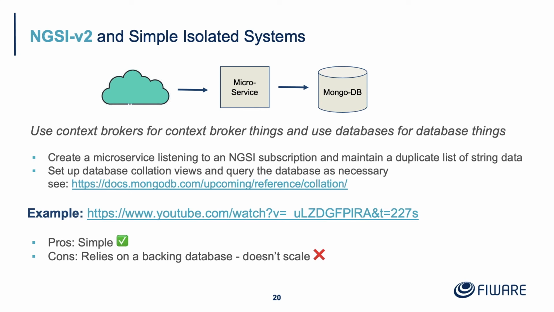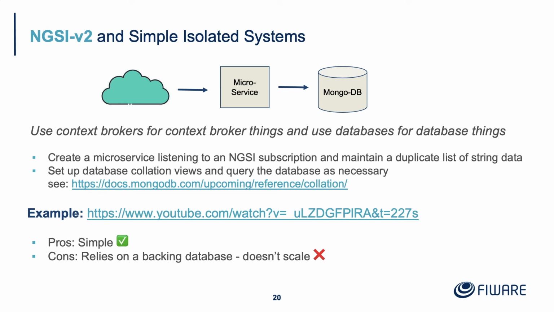So you can just then query a database and say, give this back in Spanish ordering, give this back in Swedish ordering. It's very simple. It does rely on a backing database. There was an example which was given in a previous webinar, which I've linked. Put the link up on the screen.